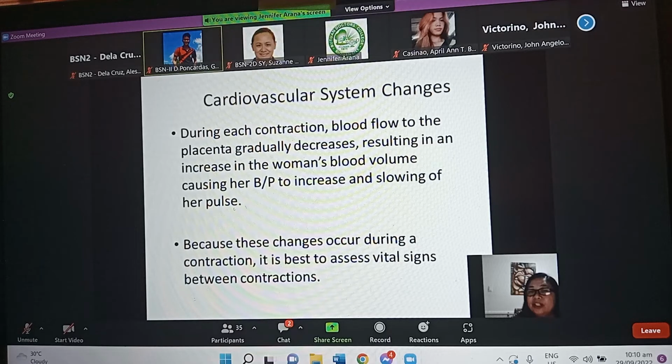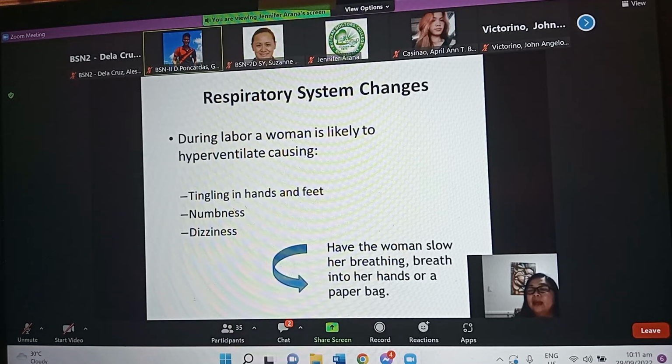Because these changes occur during a contraction, it is best to assess the vital signs between contractions. Do not assess the vital signs during contraction, but assess the vital signs between contractions so that you can get the real or the actual vital signs which is not affected during contraction.